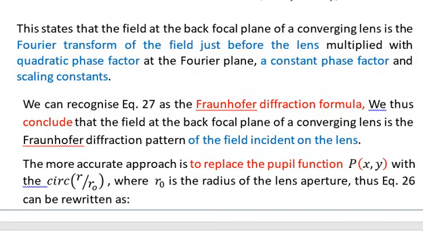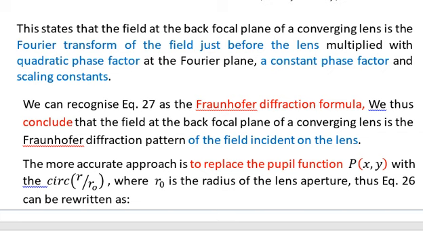We can recognize equation number 27 as the Fraunhofer diffraction formula. We thus conclude that the field at the back focal plane of a converging lens is the Fraunhofer diffraction formula of the field incident on the lens. So you know that by using a lens we can generate the Fraunhofer diffraction pattern at its back focal plane.